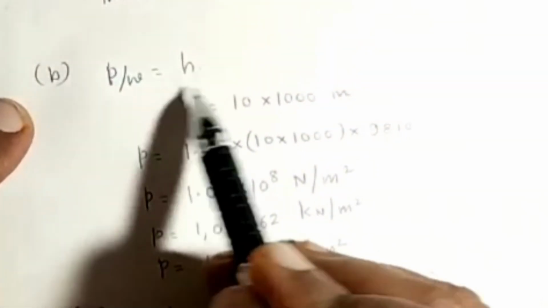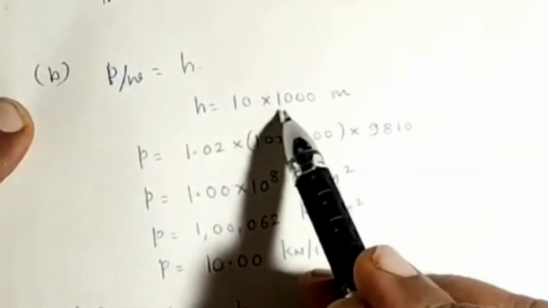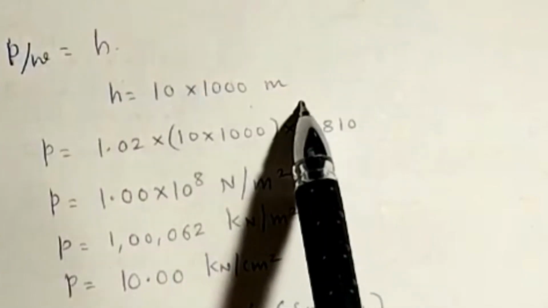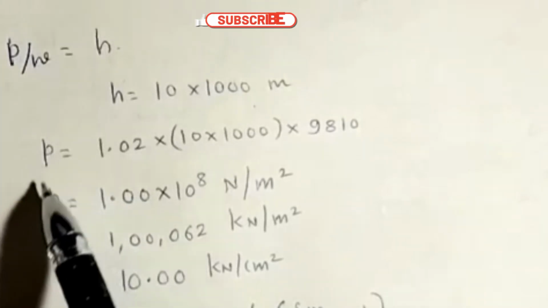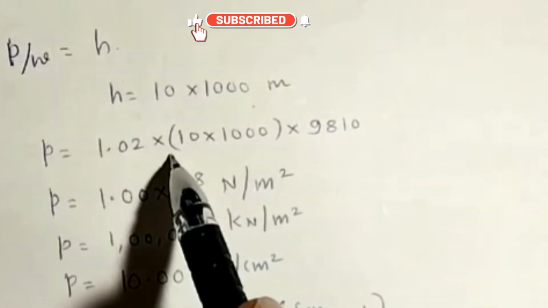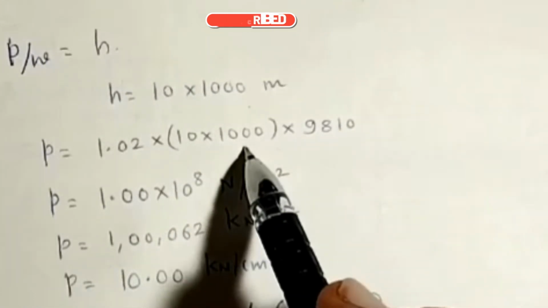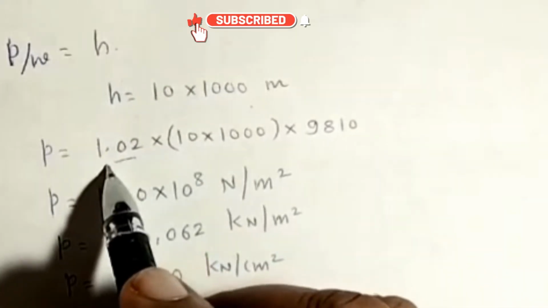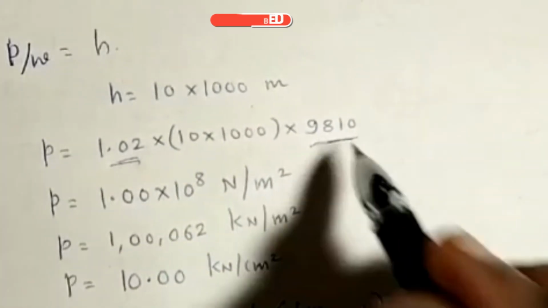P by W is equal to H. H is equal to 10 km, and we have to convert it into meters by multiplying by 1000. So P by W is 1.02 into 10 into 1000 meters. Here 1.02 is the specific gravity of Pacific Ocean water and 9810 is the specific weight of water.